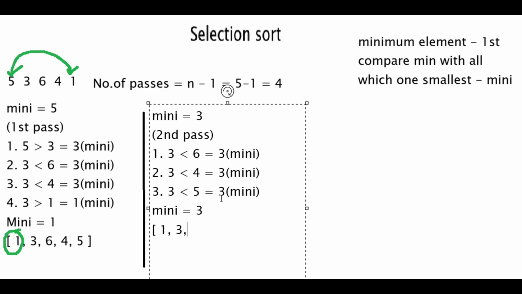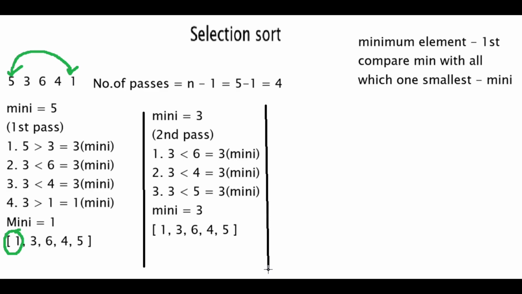So 1, 3, 6, 4, and 5, right? So again, our work has not been done, and we will do the same thing. What is our mini now? And I would like to tell again, we had done another thing also. That is nothing but we got these two places occupied with 1 and 3. These guys occupied the first and second positions, or the 0th and first indexed positions.